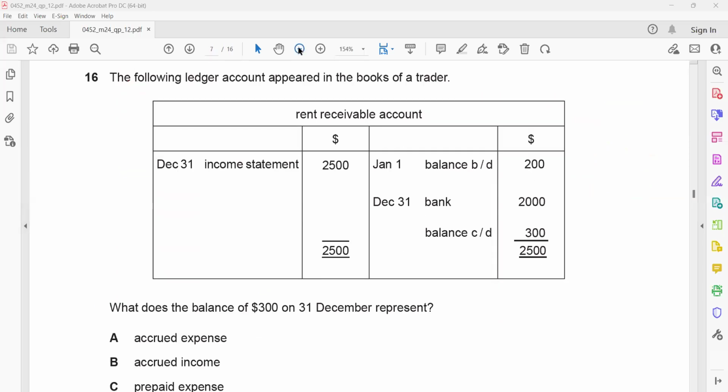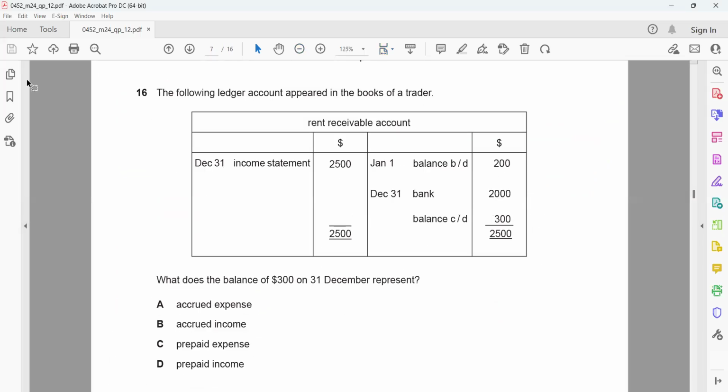Question 16. The following ledger account appears in the books of a trader. Rent receivable, this is an income account. Income account, income statement in the debit side here. What does the balance of 300 represent? This one is an asset, a current asset. It will be transferred to here, balance brought down, 300. This means there is some amount not collected yet. This amount is income, meaning accrued income.